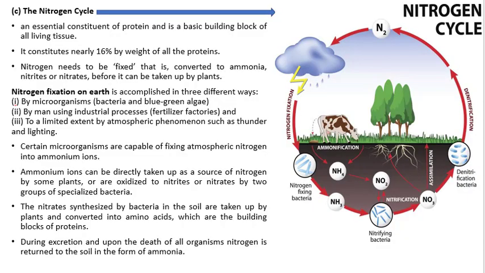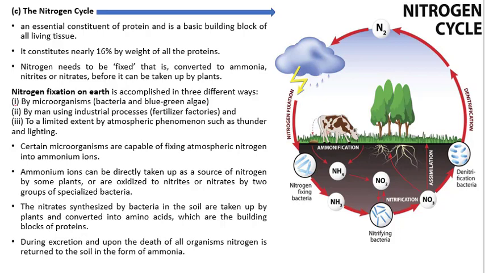Next is the nitrogen cycle. Nitrogen is an essential constituent of protein and is a basic building block of all living tissue. It constitutes nearly 16% by weight of all the proteins. Nitrogen needs to be fixed, that is converted to ammonia, nitrites or nitrates, before it can be taken up by plants.